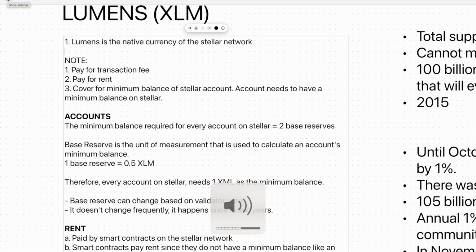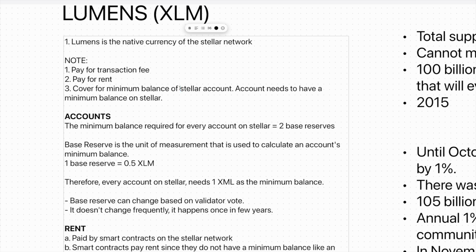Now, looking at this, the first thing to understand is that Lumens, like we said, is the native currency of the blockchain. You use it to pay for transactions, and we use it to pay for rent. We are coming to rent. And we use it to cover any form of minimum balance fee. We still come into that also. So we use it for covering the balance of an account on Stellar. These are things you need to note about Lumens, basically.